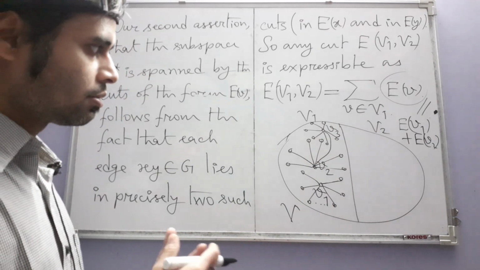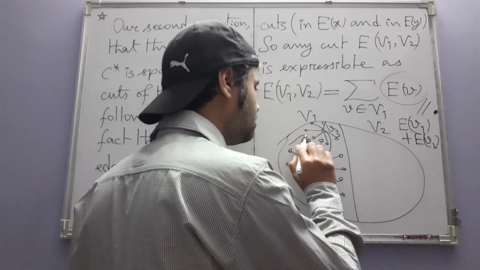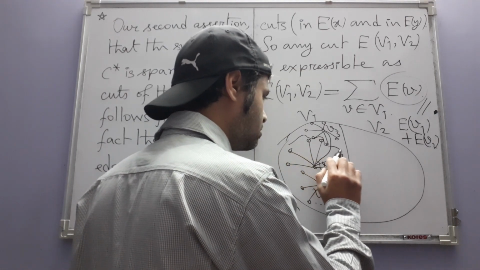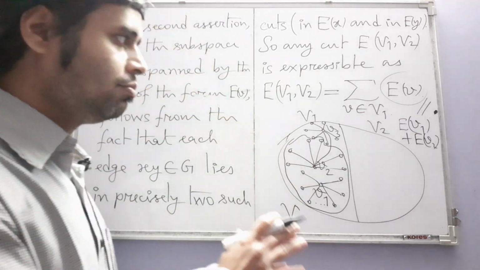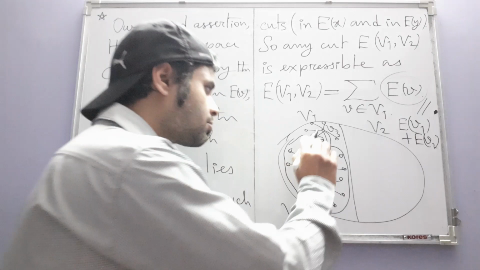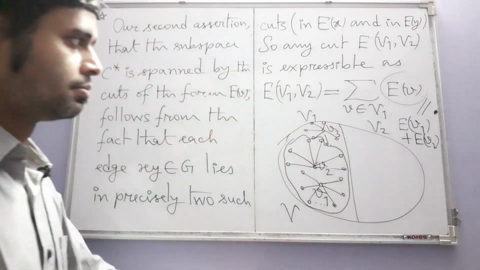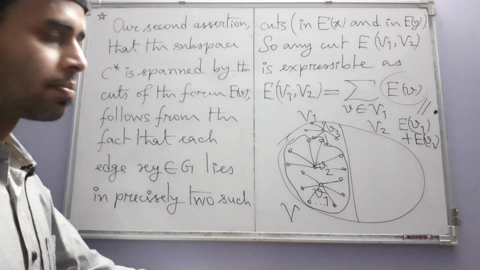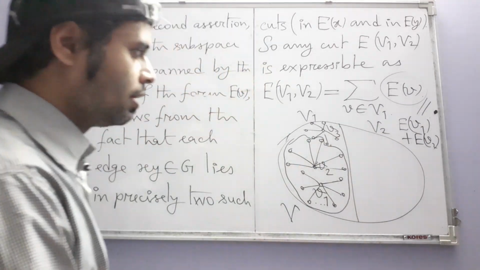Now in considering the sum of this entire thing, which is EV1 plus EV2 and EV3, this common edge has to be deleted. Okay, and like this the process will go.